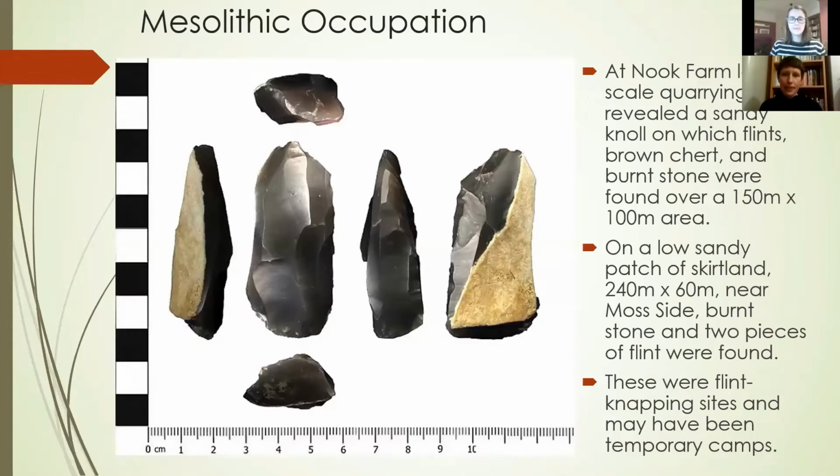So at this point in time at Nook Farm, large-scale quarrying revealed a sandy knoll on which flint, brown chert and burnt stone were found over a 150 metre by 100 metre area. On a low sandy patch of skirtland, 240 metres by 60 metres near Moss Side, burnt stone and 2 pieces of flint were found. These were flint knapping sites and may have been temporary camps.